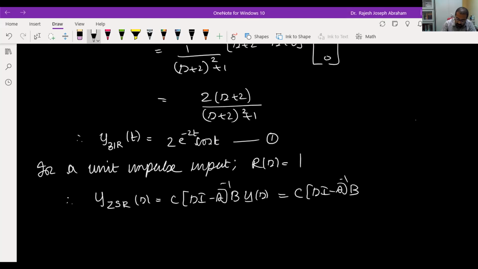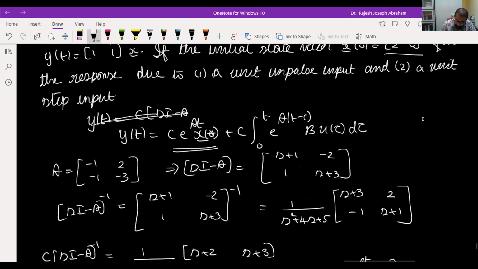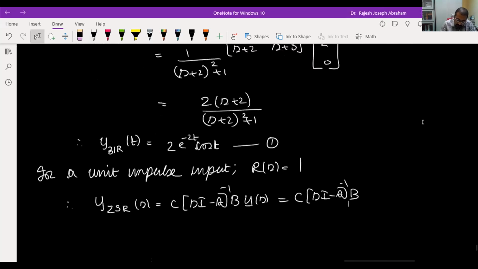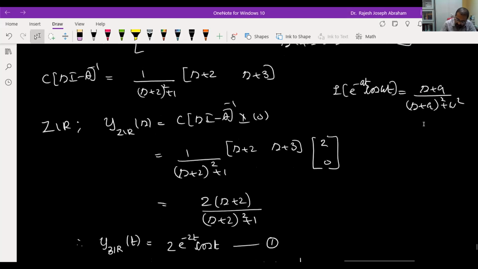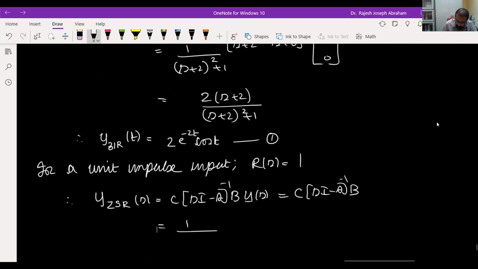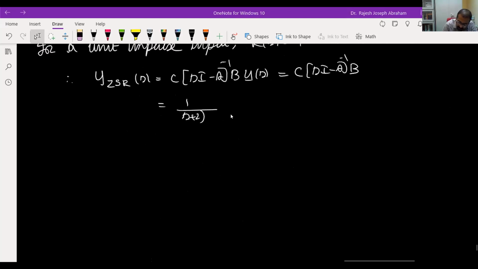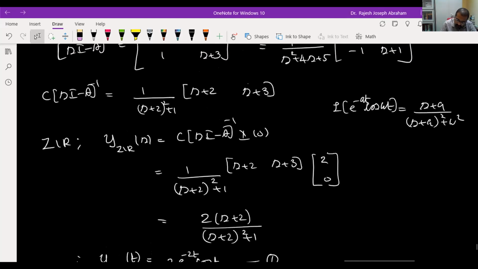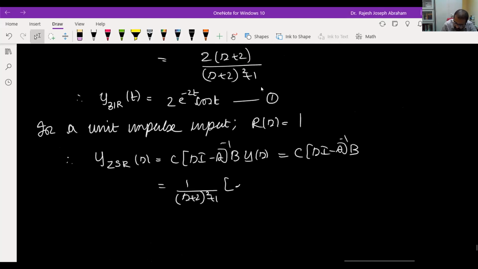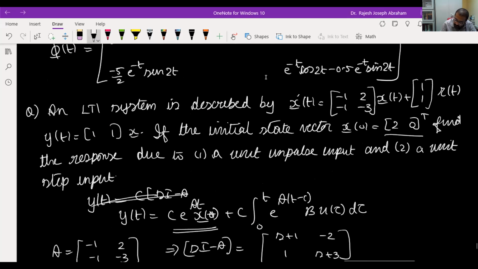Okay, so what is our C? C into (sI minus A) inverse, already we have this thing: 1 by (s plus 2) whole square plus 1 into [s plus 2, s plus 3], into B. What is our B? B is [1, 1].